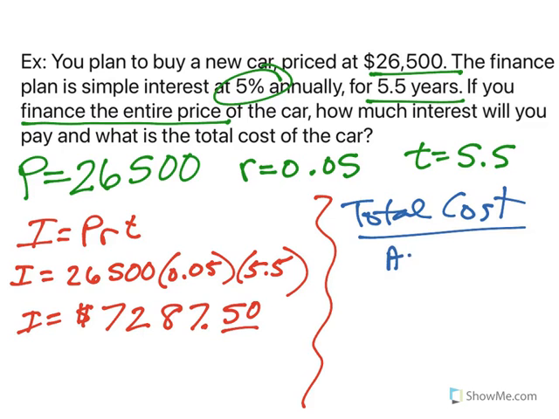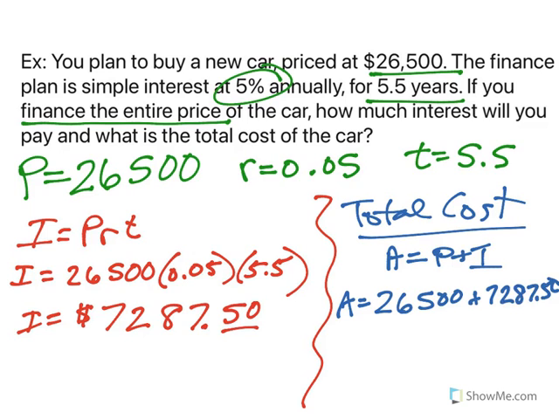So what is the total cost of the car? Well, that's where we use the formula A = P + I. So I would take my $26,500, which is the cost of the car, and I would add to it my $7,287.50. When I add those together, the total cost of the car is $33,787.50. So always interesting to see what is that interest rate and how does it affect the total cost of the car or whatever else you're buying.